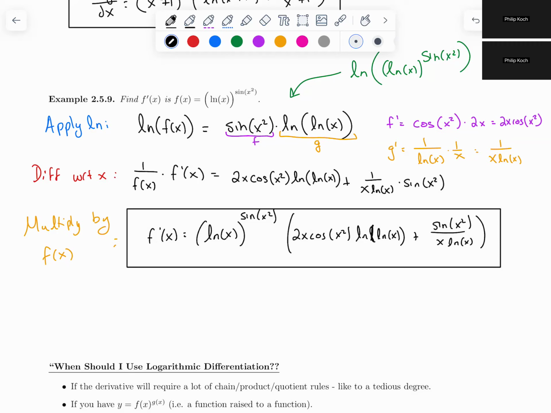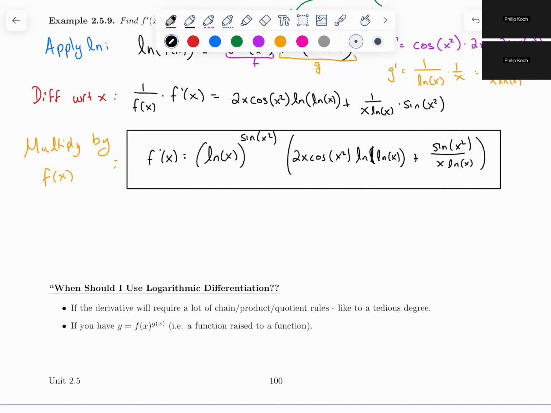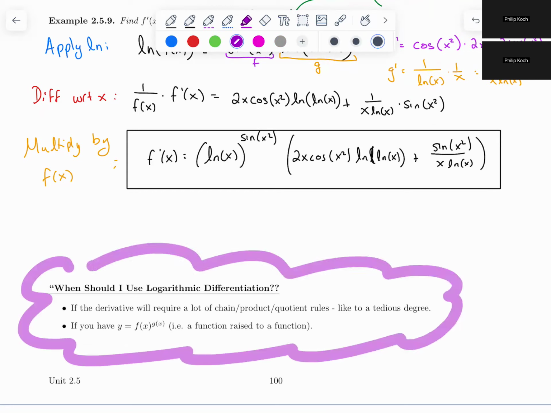So the key thing that students ask me all the time, and I'm really glad that you asked it, Blaze, is when should I use logarithmic differentiation? Mainly when it would be a lot of chain rules and quotient rules and product rules, like to an obnoxious degree. You can still do it with regular stuff, but it's really tedious.